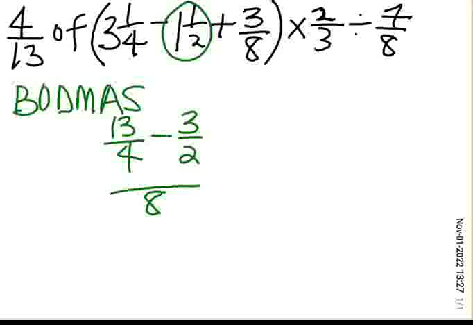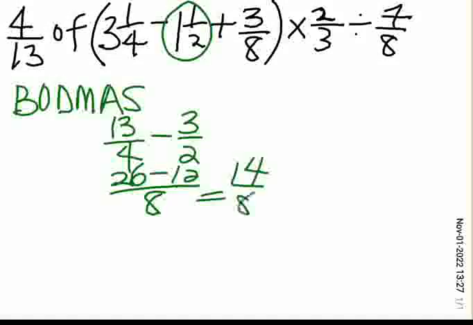13 multiplied by 2, 26. 4 multiplied by 3 is 12. So subtracting that, we're having 14 divided by 8. Let's reduce this to 7 over 4. So that is the answer to this part.